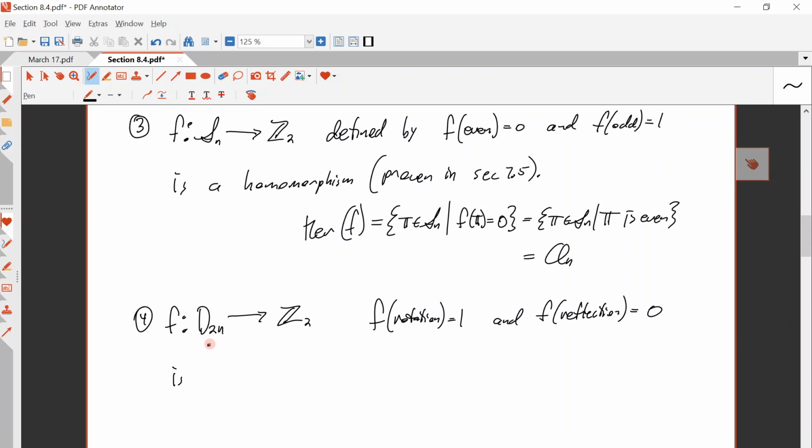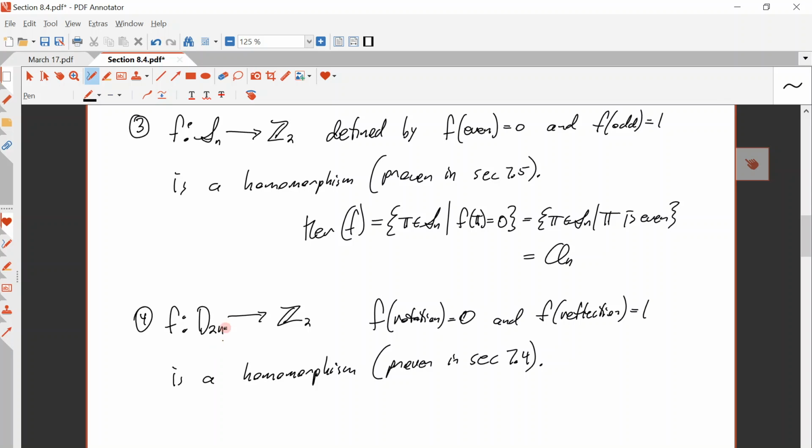This one is also a homomorphism. The dihedral group, the symmetries of the regular n-gon, to Z2, where f of a rotation is 1, and f of a reflection is, oops, I got it backwards. f of a rotation is 0, and f of a reflection is 1. That is a homomorphism. We proved this, proven in the section on homomorphisms. I imagine that was section 7.4. Okay. But it's different than this.